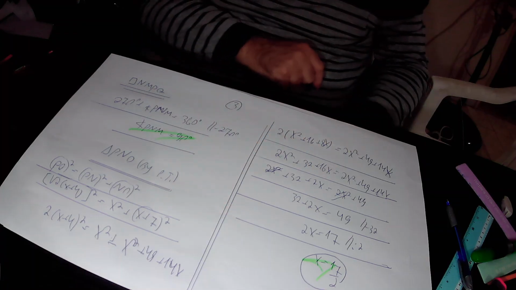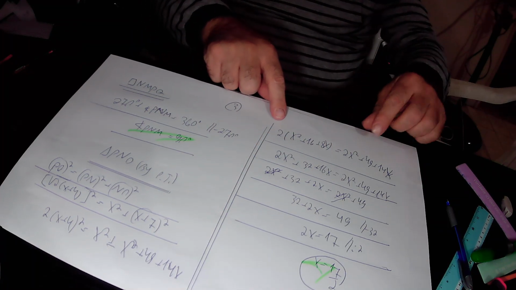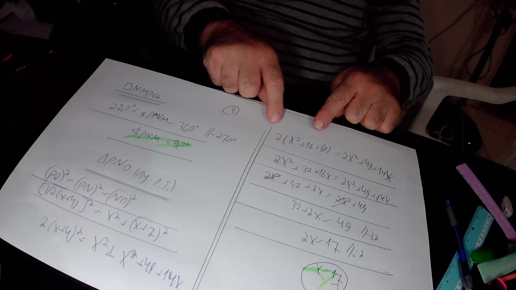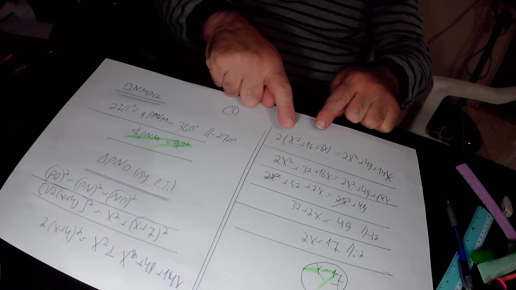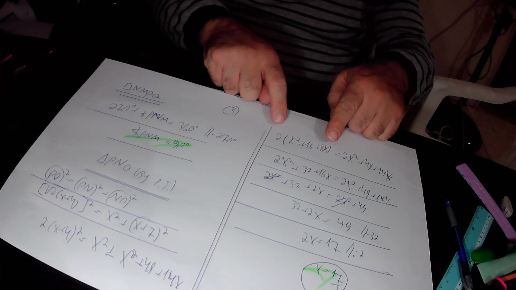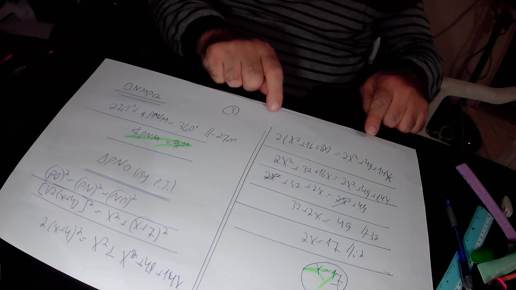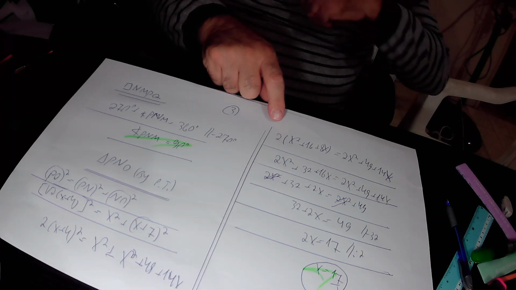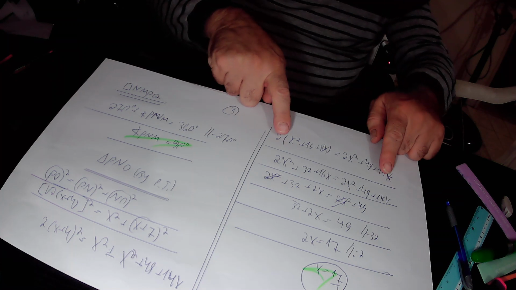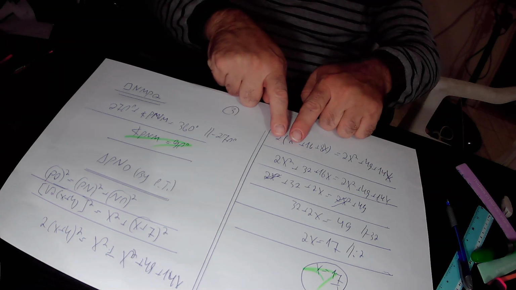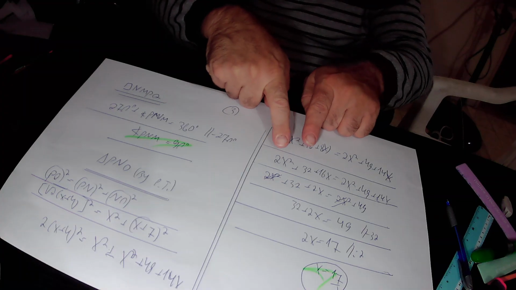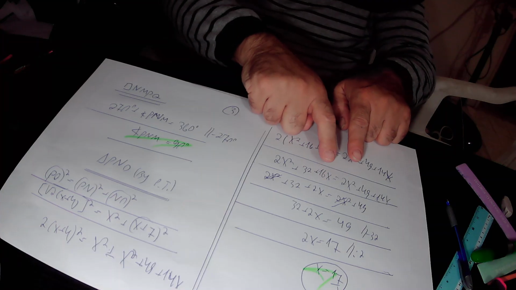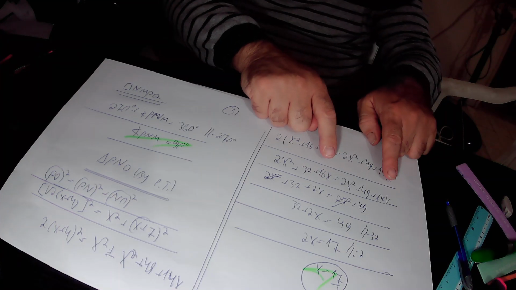Here we open the brackets of this side of the equation and find that 2 times x squared is 2x squared, plus 2 times 16 is 32, plus 2 times 8x is 16x, equals 2x squared plus 49 plus 14x. So here we have subtracted 14x from this equation. On this side we have 2x squared plus 32, and 16x minus 14x is 2x, and it equals 2x squared plus 49, and here 14x minus 14x is 0.